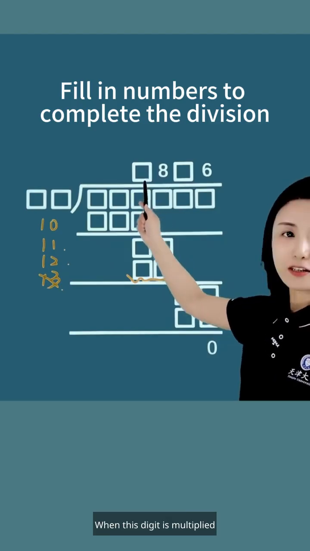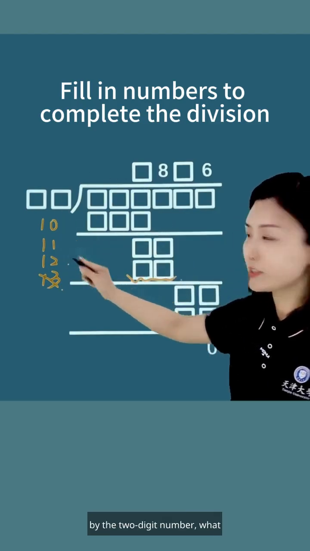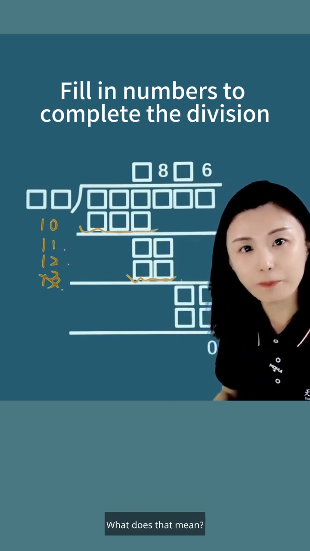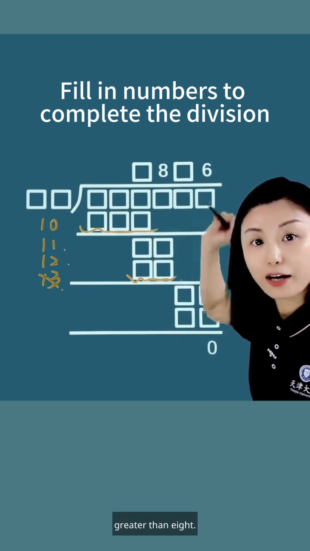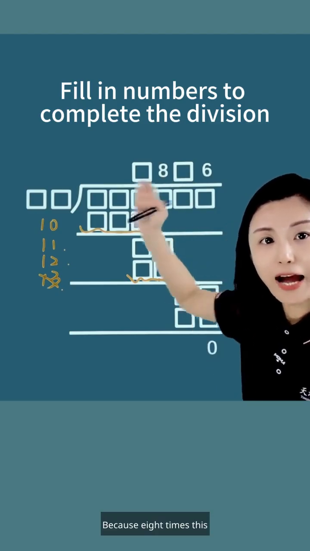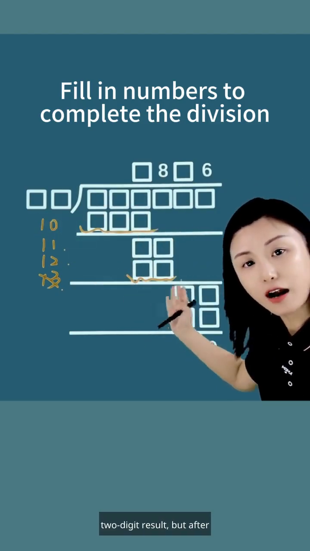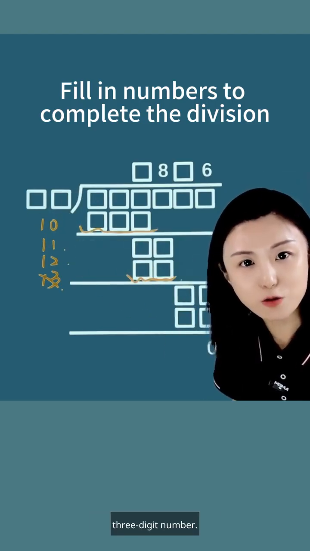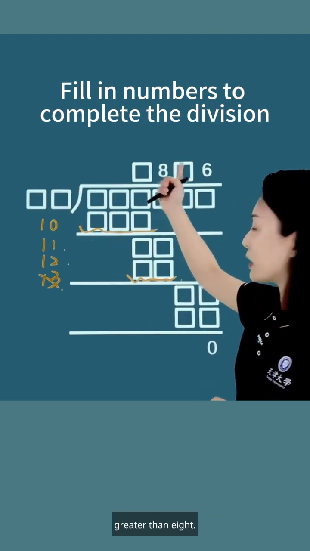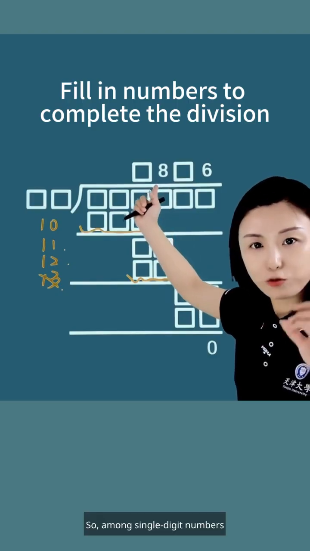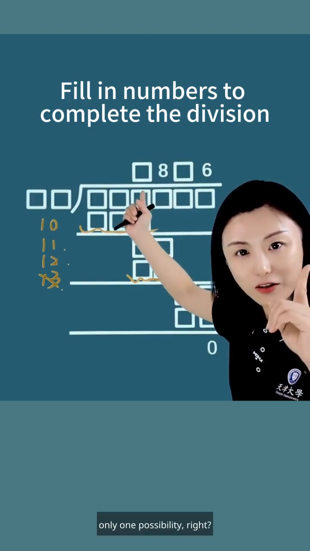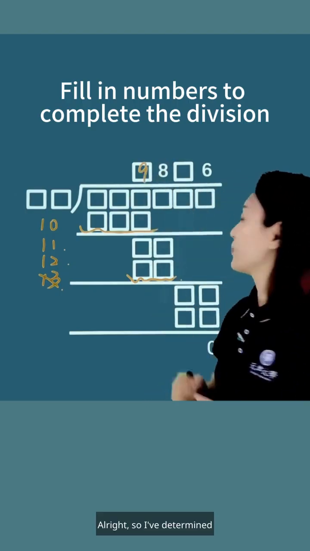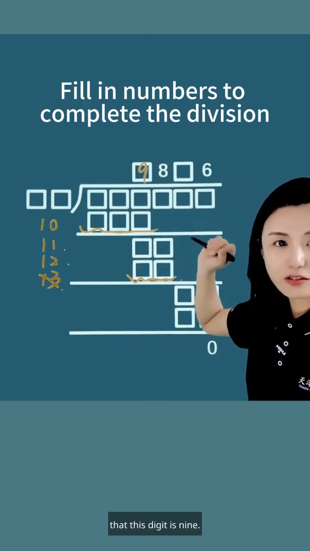When this digit is multiplied by the two-digit number, what is the result? The result is a three-digit number like this. What does that mean? It means this number must be greater than 8. Why is that? Because 8 times this two-digit number gives a two-digit result, but after multiplying, we actually get a three-digit number. That means this digit must be greater than 8. So among single-digit numbers greater than 8, there's only one possibility, right? Which one is it? It can only be 9. All right, so I've determined that this digit is 9.